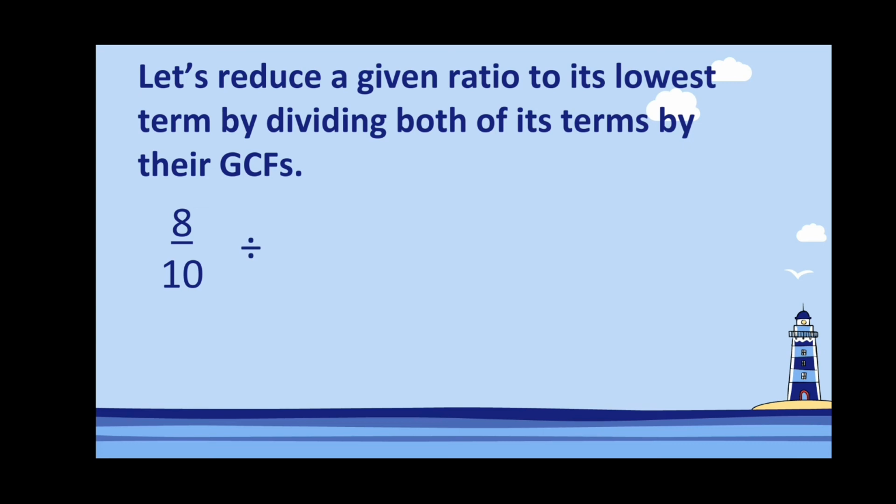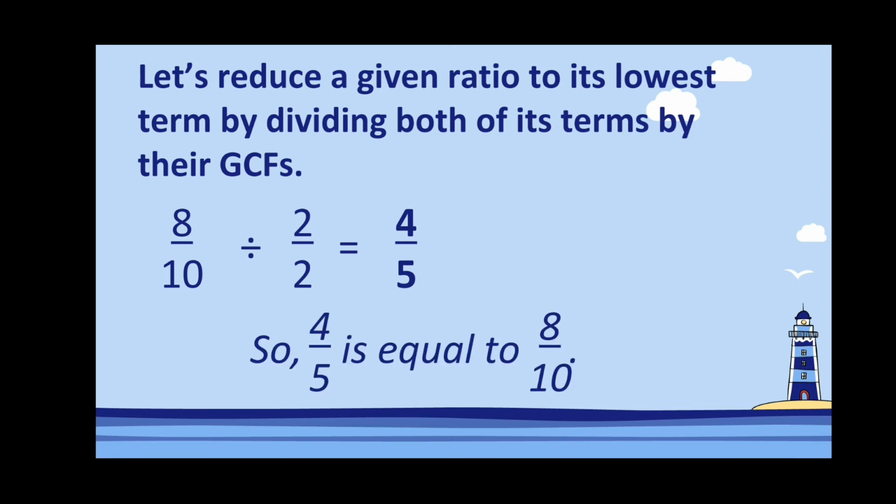Okay, so ang GCF nila ay 2. So kaya i-divide natin sila pareho by 2. And the lowest term will be, yes, it's 4 to 5. Very good. So, it means 4 to 5 is equal or equivalent to 8 to 10. Or we can say that 4 to 5 and 8 to 10 are equivalent ratios.